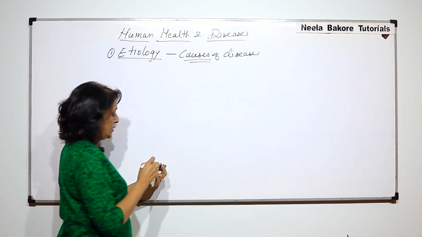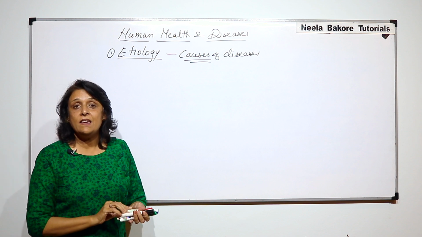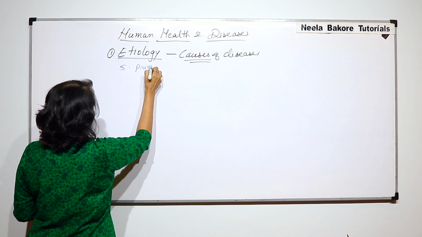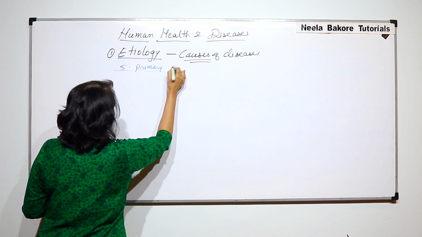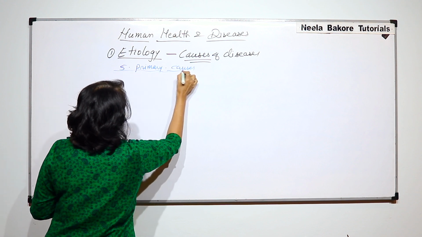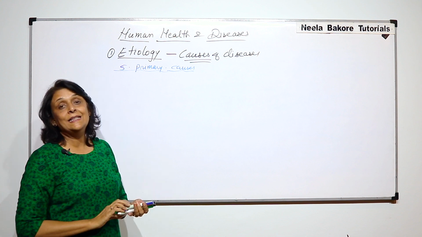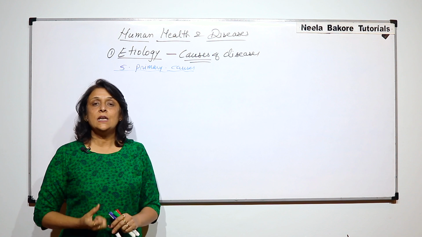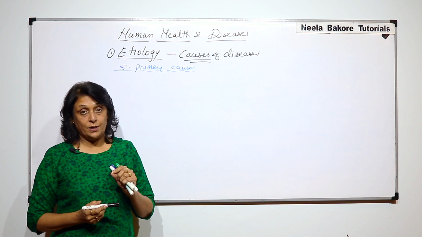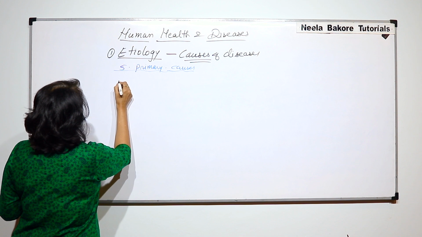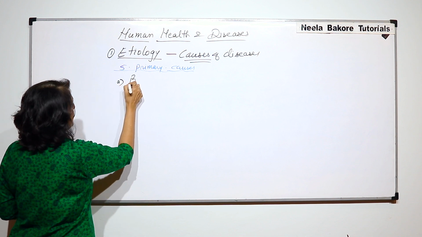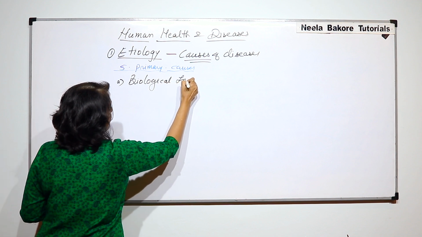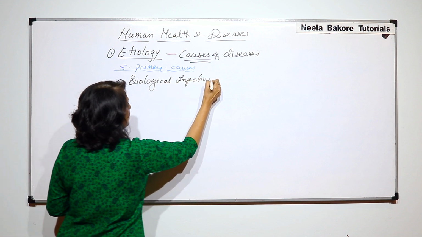What are those causes? So there are 5 primary causes which are responsible for these diseases. So let us take these causes and which diseases are caused by that particular factor. So first is biological infective agents.